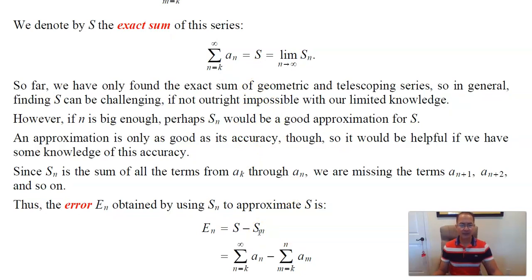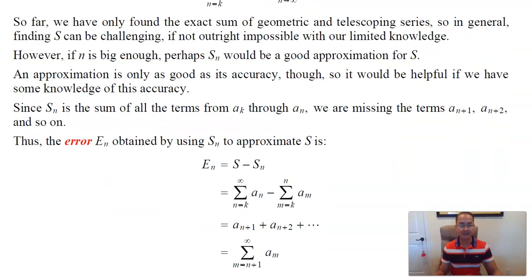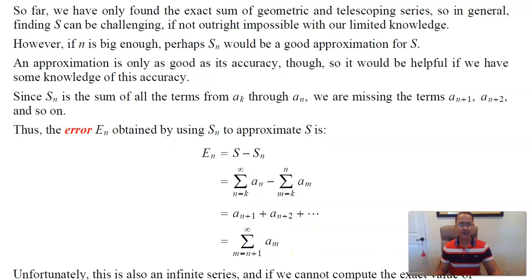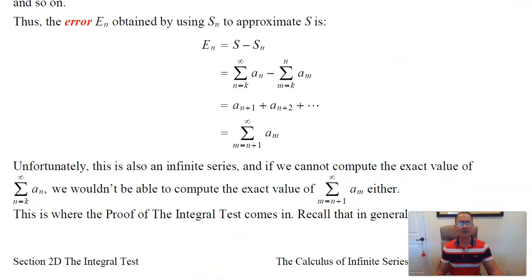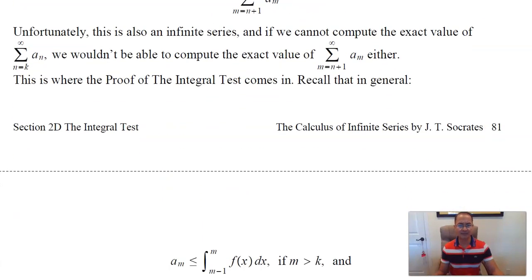Okay, so if we only estimate the exact value of S using the partial sum S sub n, then we're missing a whole lot of terms. We're only adding up to a sub n, so therefore, if we subtract the approximation from the exact value, we are missing a sub n plus 1, a sub n plus 2, and so on, all the way to infinity. In other words, summation m equals n plus 1 to infinity of a sub m. That is of course a positive number. And we don't know what that thing is, otherwise we would know the exact value of the entire sum.